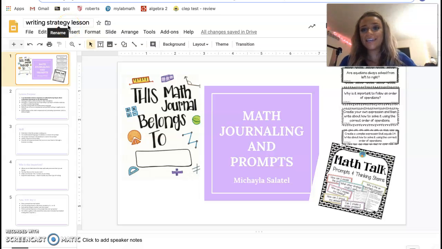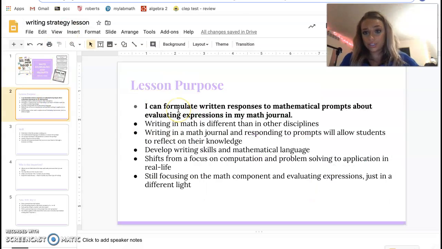Hi everyone, today we're going to be learning about math journaling and how to respond to prompts in our math journals. Our learning target for this lesson is: I can formulate written responses to mathematical prompts about evaluating expressions in my math journal. And we're learning about this because writing in math is different than learning in any other discipline.